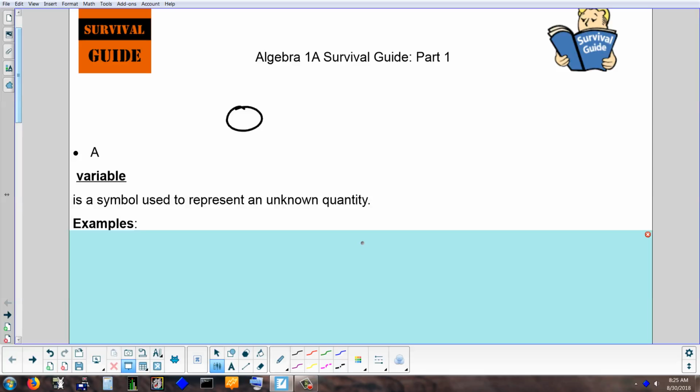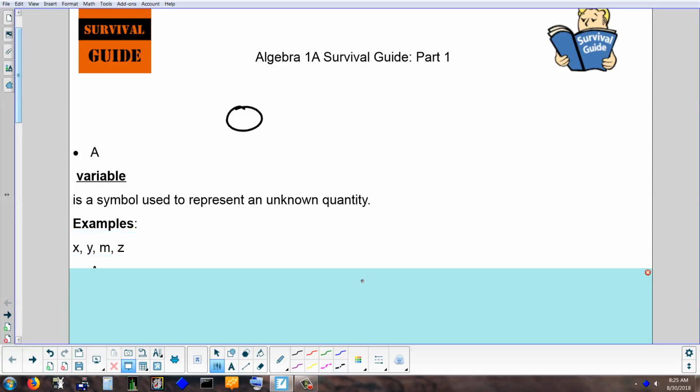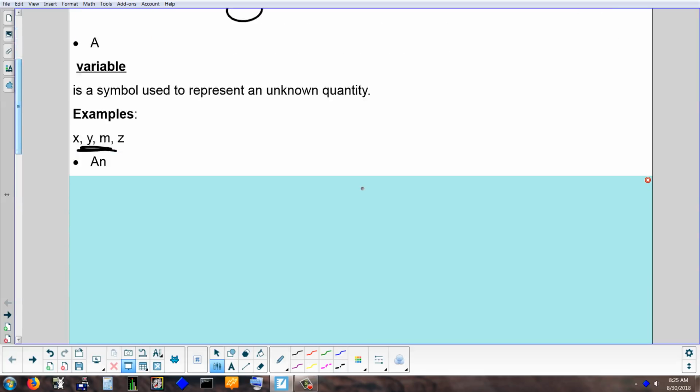So we generally just pick any letter. X, Y, M. M's a letter that comes up a lot. Does anybody know where that letter comes up? Yeah? Slope. When we talk about slope, if you've done y equals mx plus b, there's all those letters we just talked about. Y, M, X, I didn't put B, but that's another example of a variable. So under examples, if you want to write down a few of those letters, you could put those in.